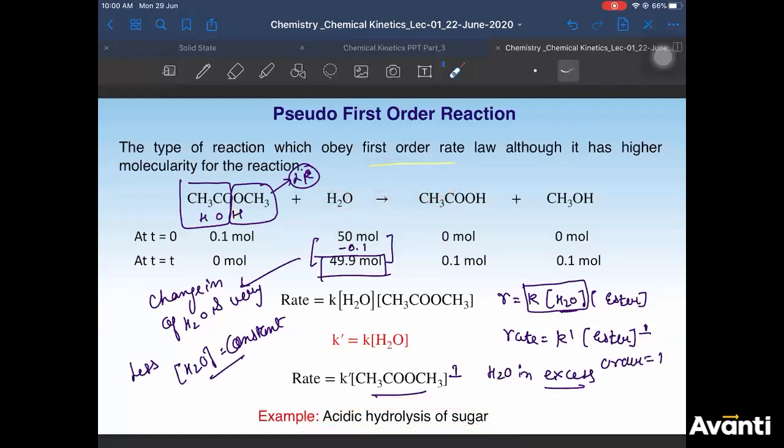Therefore, the reaction has been considered to be a first order reaction, a pseudo first order reaction. Why do you take water in excess? Otherwise the reaction will not happen. The solvent should be present in more amount, otherwise your ester bond will not hydrolyze. You should have a lot of water molecules.